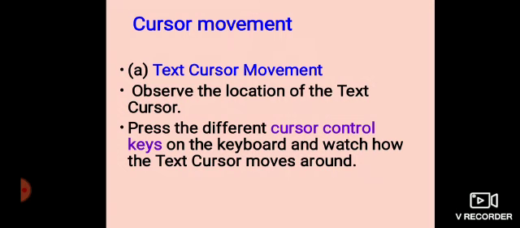Cursor movement. You know what a cursor is? I have told you in the previous chapter, keyboarding skills, about the mouse pointer. What is a cursor? How does it look? It looks like an eye beam on the document. So that is called a text cursor. How does a text cursor move? Observe the location of the text cursor. If you have opened a new document, then the cursor is at the beginning of the document. You can use the cursor control arrow keys to move the cursor left, right, up and down.